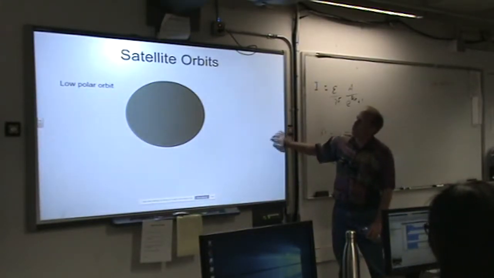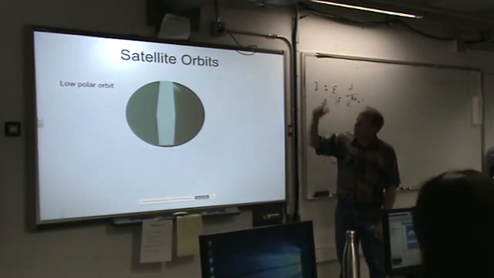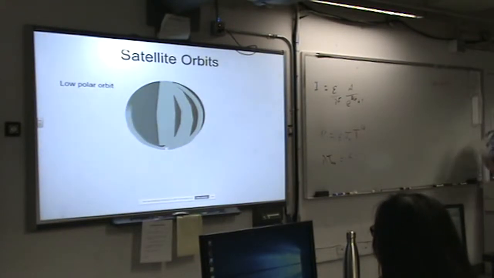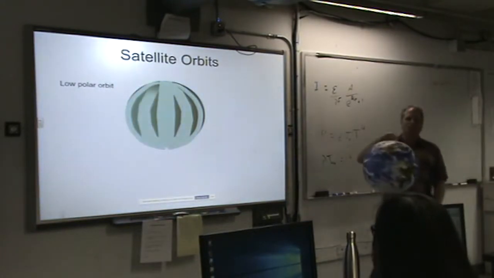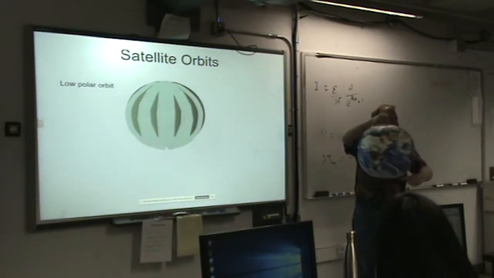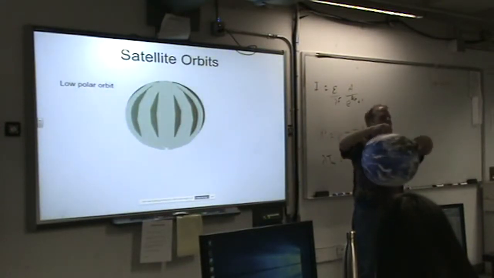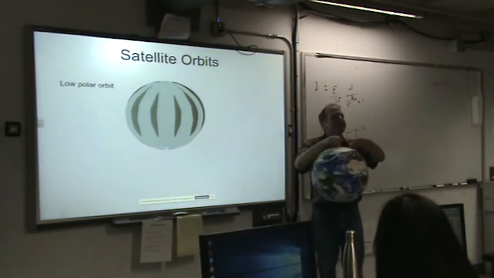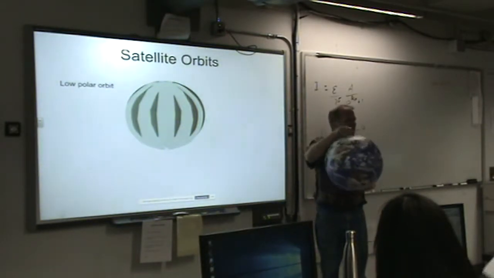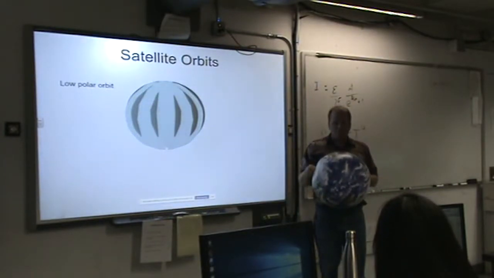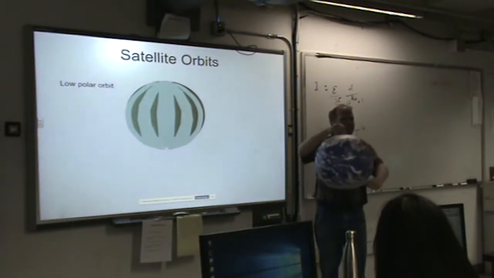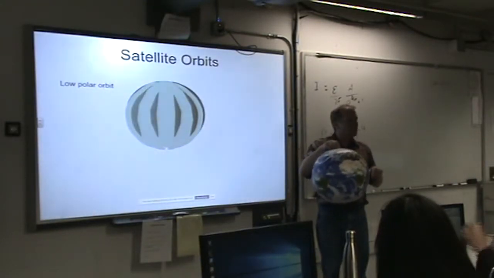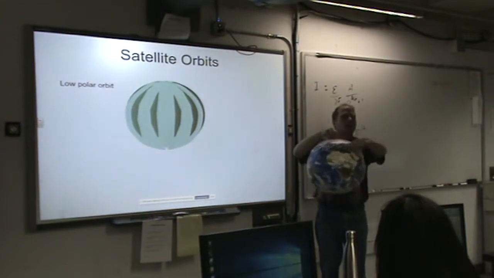One is a low polar orbit, where the satellite goes around and of course, as the satellite is going around, what's the Earth doing? It's rotating beneath it, okay? What this means is that every time you come around, you're going to be seeing a different part of the Earth, which is both good and bad. It's good because you get to see a different part of the Earth every time you come around. It's bad because if you're trying to watch what's happening in real time, you have to wait until it comes around again.